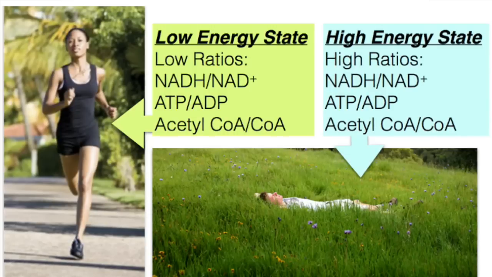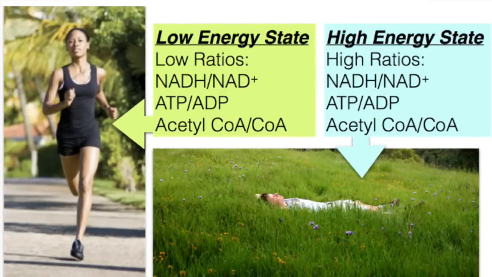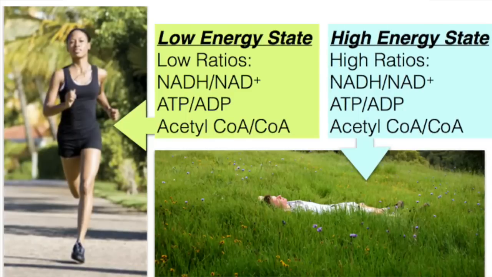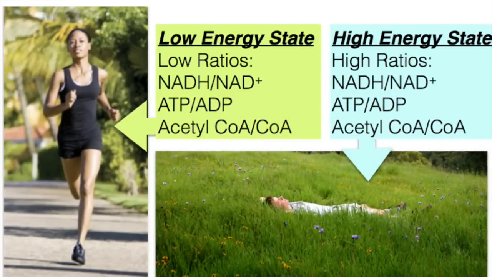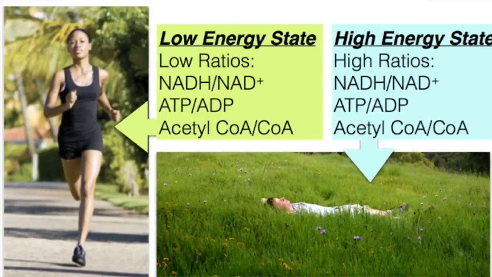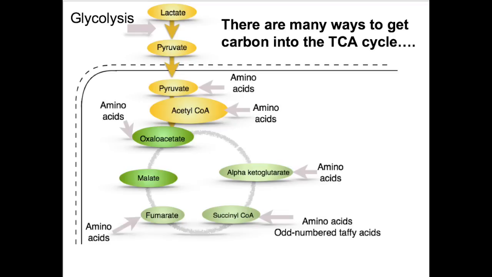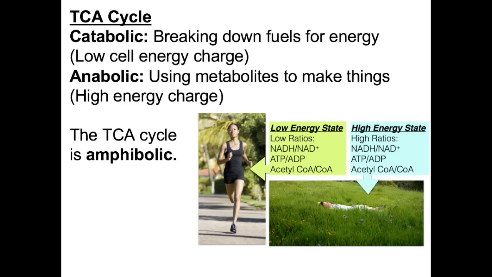When the cell needs energy in times of low energy charge, this is low concentrations of NADH compared to NAD+, and low concentrations of ATP compared to ADP or AMP, the cell is going to use the TCA cycle to generate energy from fuels. And so the fuel that comes into the TCA cycle, whether it comes in through glycolysis or through the breakdown of amino acids or odd-number fatty acids, will be used to generate energy. In this way, the TCA cycle can be both catabolic and anabolic. And so a cycle or pathway that can do both is called amphibolic.